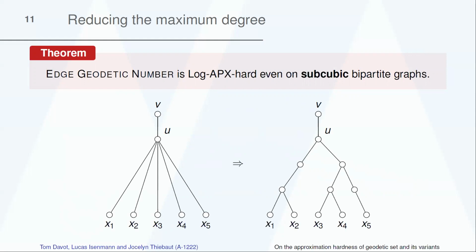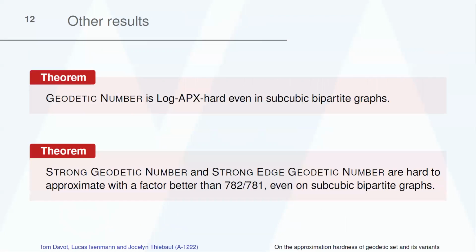Basically, if you have a vertex with high degree, you will make it like a binary tree. It's not really a binary tree, but you make a tree out of it, where every vertex has degree at most three. The only thing you have to be careful about is not to mess up the distances too much. There are several ways to do it. So it concludes the proof. And the good news is that this proof can be adapted for geodetic numbers. It's pretty easy.